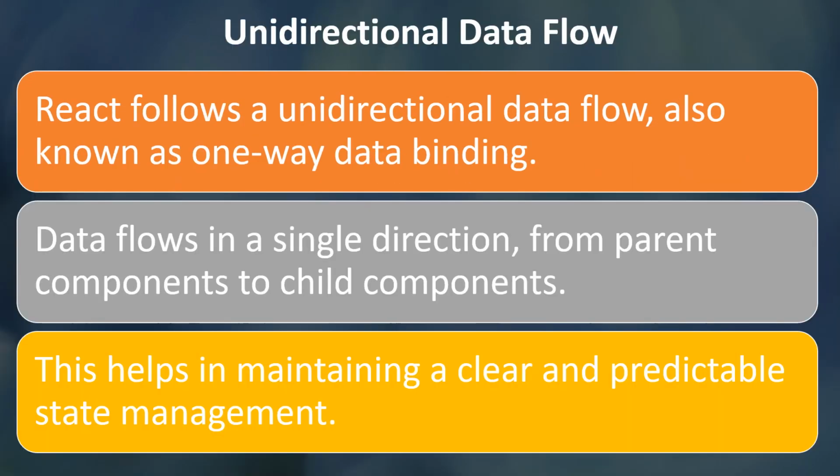And unidirectional data flow. React uses unidirectional data flow, also known as one-way data binding. That means the data flows in only one direction, from parent components to the child components. This helps in maintaining clear and predictable state management. So the data flows only from parent to child components. That is unidirectional data flow in React.